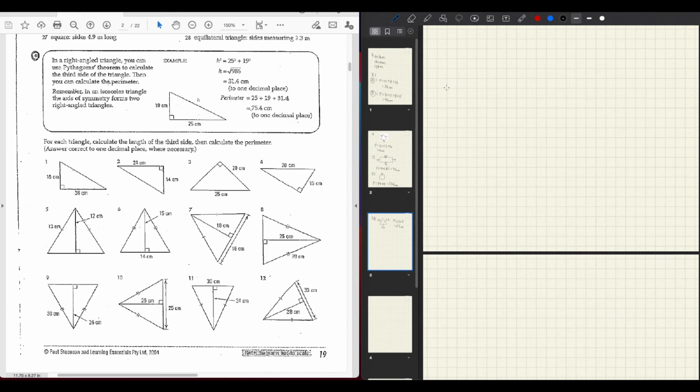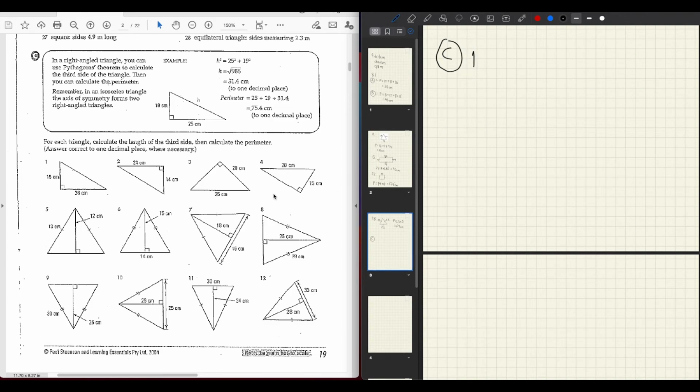As you probably already remember, Pythagoras' theorem for a triangle means the sum of the squares of the two shorter sides gives you the square of the longer side. So in this example, 19 squared plus 25 squared gives you h squared. So the sum of the two shorter sides, when you square them, will give you the length of the longer side squared. With that in mind, I'm just going to go through some examples and hopefully it will make plenty of sense to you.